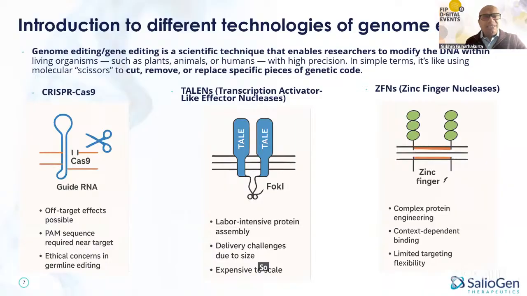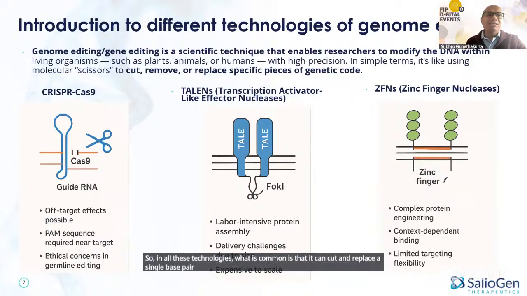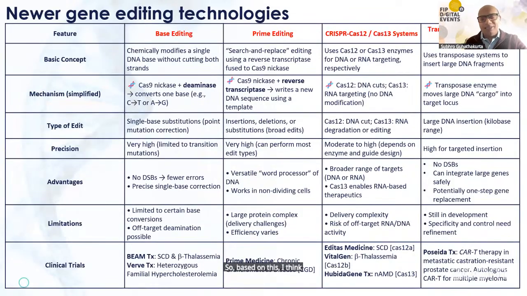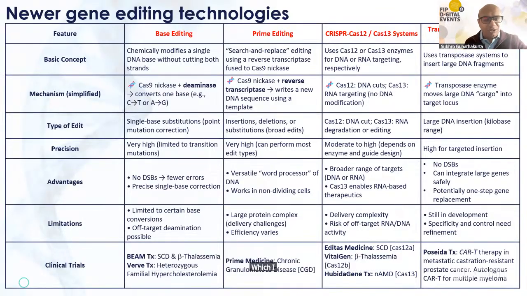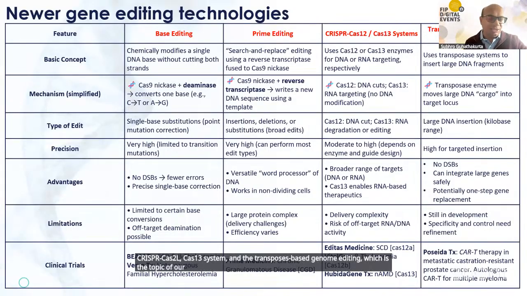So in all these technologies, what is common is that they can cut and replace a single base pair with the correct base. Based on this, I think the world has moved, and we developed several newer technologies for genome editing, which I will briefly introduce. I made a table for you all to skim through. These are base editing, prime editing, the CRISPR Cas12 and Cas13 systems, and transposase-based genome editing, which is the topic of our discussion in detail today.